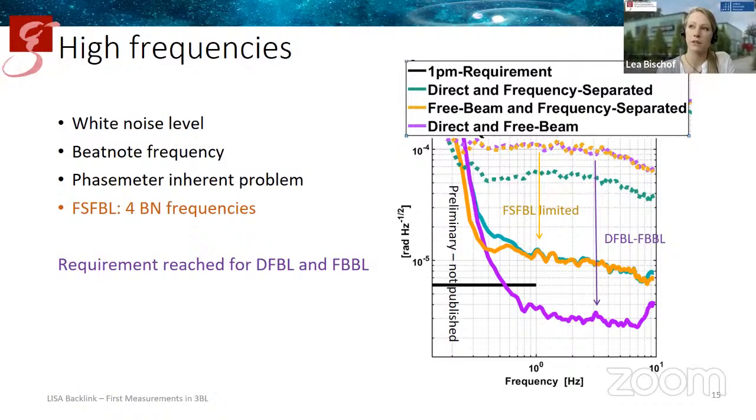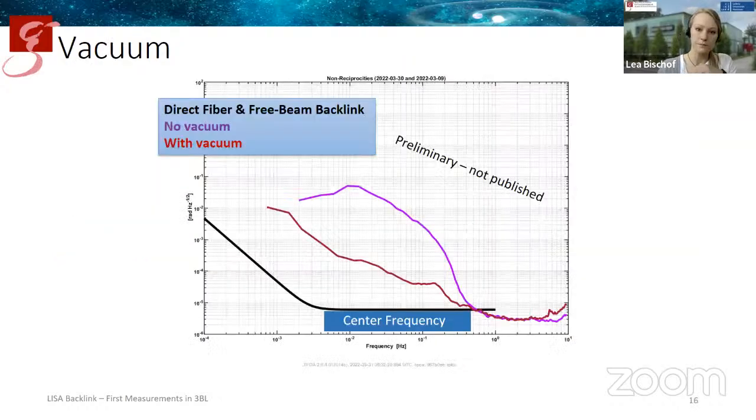So we found that the performance was depending on which beat note frequency we are using. So just a phase meter internal problem. And by just choosing a different beat note frequency, we were able to reduce the noise for the direct fiber backlink and the free-beam backlink below the picometer requirement. The third backlink needs 4 different beat note frequencies. Therefore, this is a bit more complicated, but this is not a problem from the backlink, but just from our readouts. So this is something we are working on.